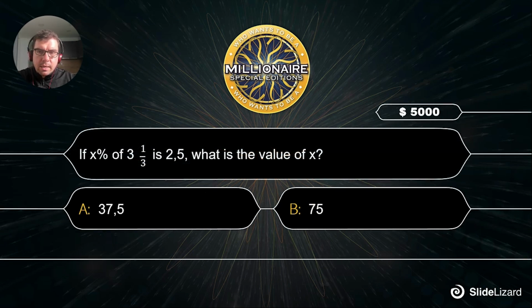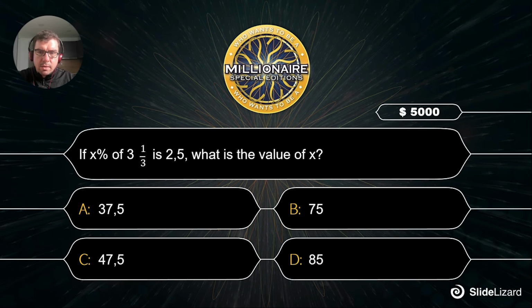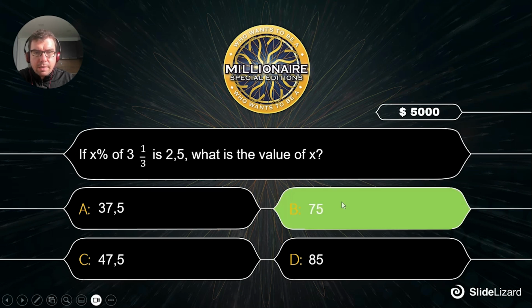If x% of 3 and 1/3 is 2.5, what is the value of x? 37.5, 75, 47.5 or 85? Think about it, 5 seconds, and tell me the answer. Did you find B, 75%?